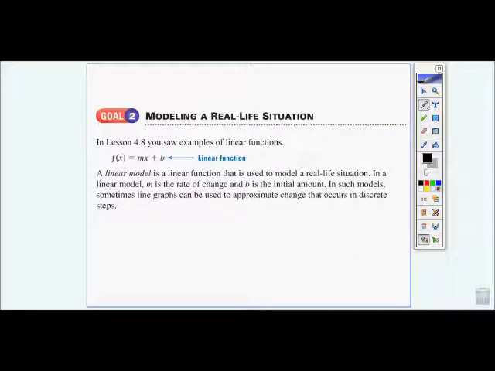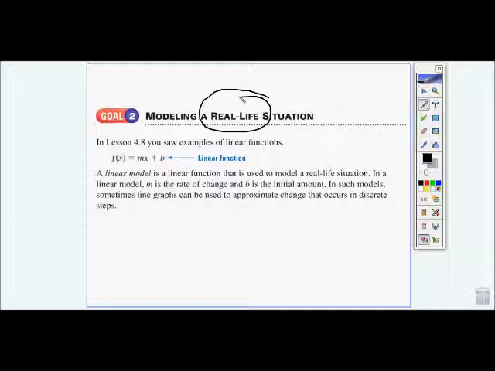Now in example 3, we're going to get into some real-life situations. So it's going to look just a little bit different. You need to be able to recognize the information, and whether it is going to give us a constant term, which is our y-intercept, or a rate of change, which would be our slope. So a linear model is a linear function that is used to model a real-life situation.